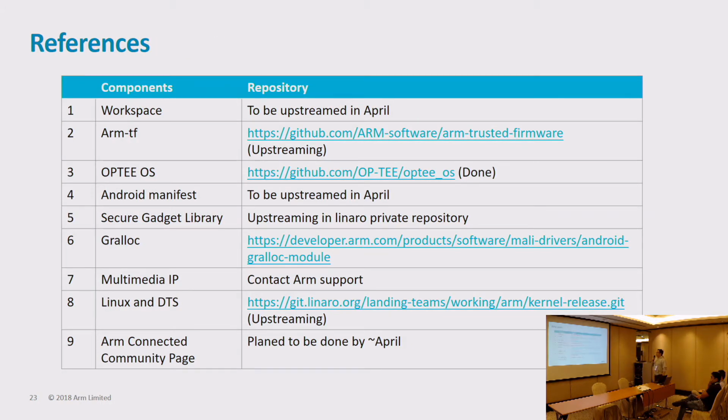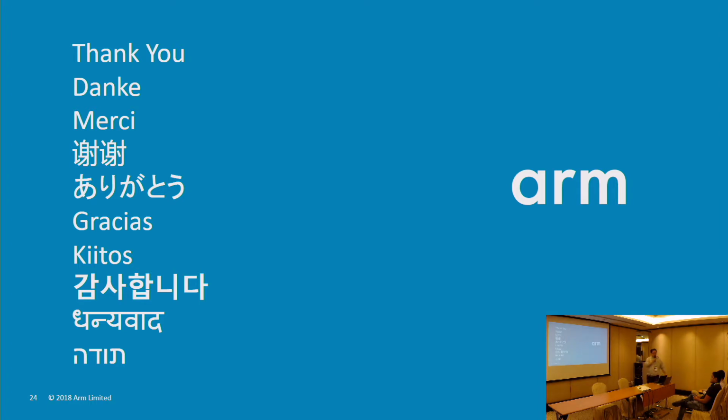So here's the reference for the source code and the links to the community pages. Some of the patches are upstreamed, some have finished upstreaming, and some are still in the patch-making process. After all the source code is done, we will have an ARM connected community page, planned to be done around April maybe. So this is all.